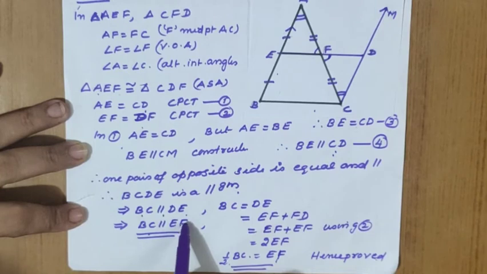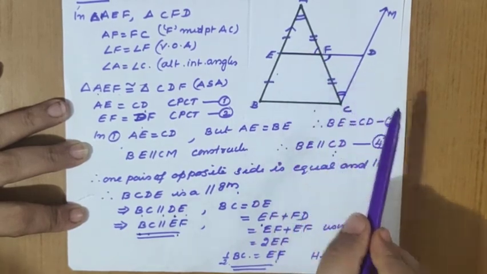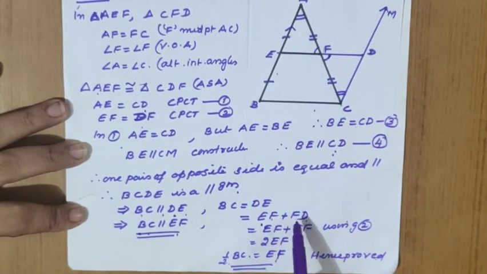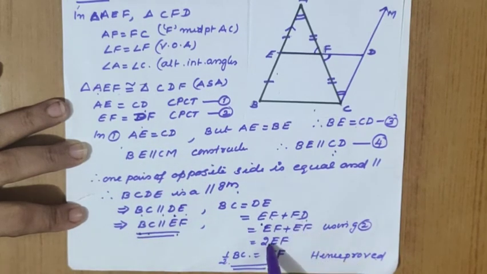If BC parallel to DE, directly we can write BC parallel to EF because EF is a part of DE. Now DE means what? From the figure, that means EF plus FD. EF and FD are equal by CPCT. So these two can become 2EF. So EF equal to half of BC. So hence proved.